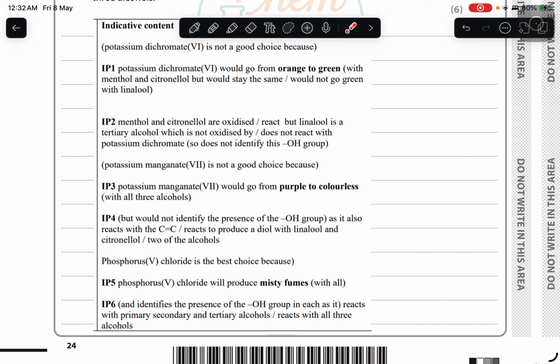And since it's a star mark question, your answer should have a structure. So you write about dichromate in one paragraph. You talk about potassium manganate(VII) in another paragraph, and you talk about PCl5 in another paragraph. So your answer must always be structured. Otherwise, you'll be losing 2 marks from this 6 mark question.